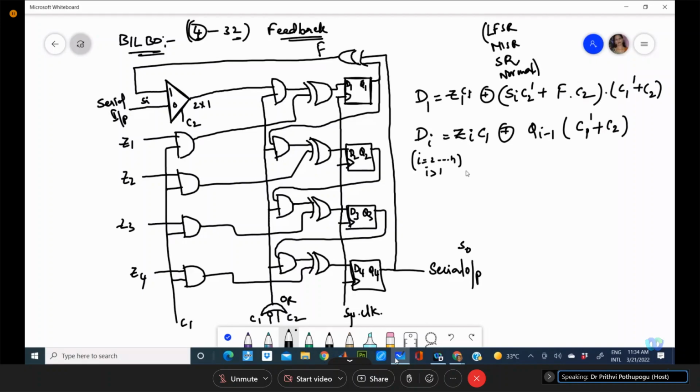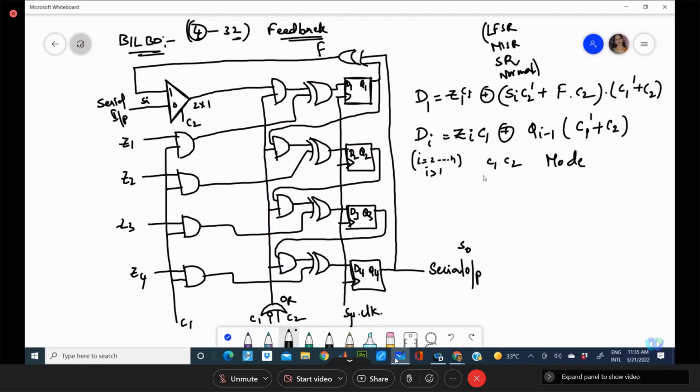See, this is the guiding equations what we are having. Now, if you want to derive the independent functionality of this BILBO, then we need to take the independent C1, C2 values and define what is the mode of operation.